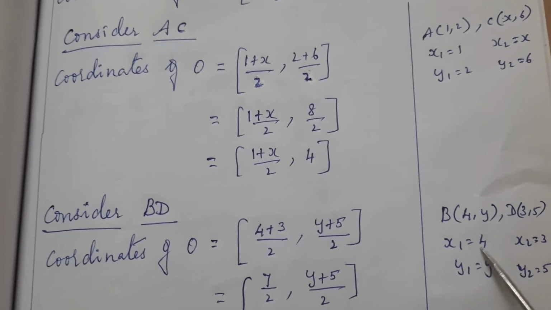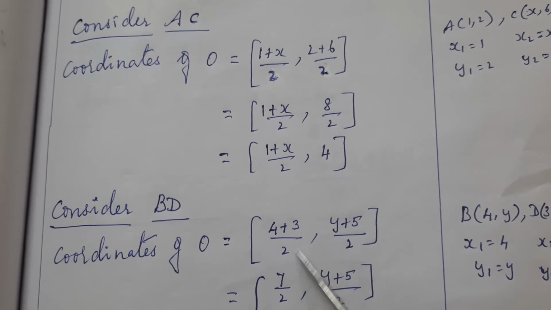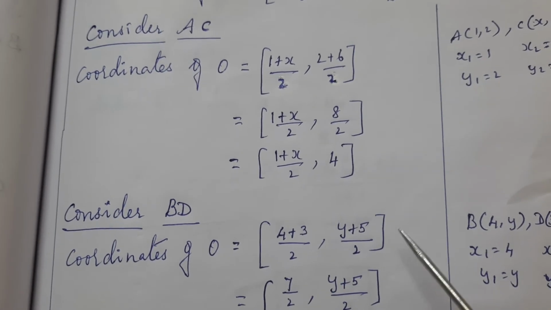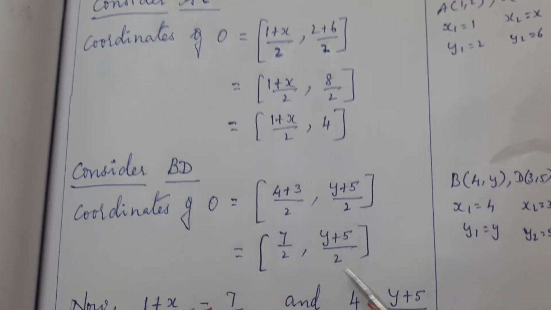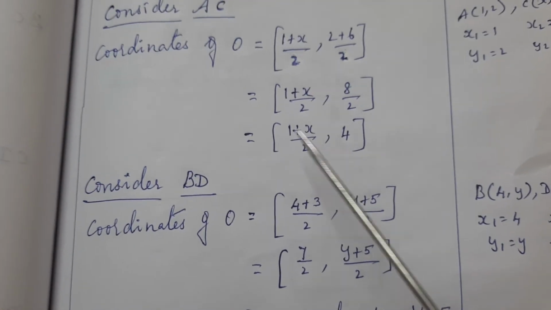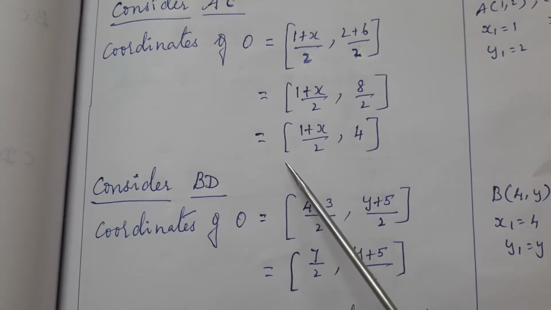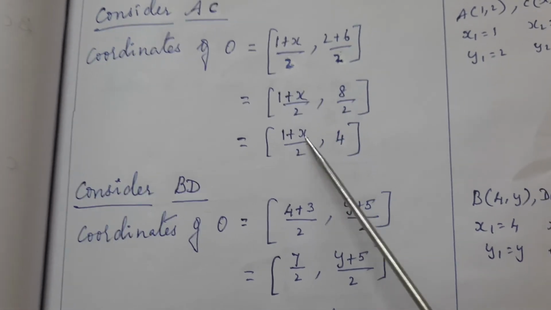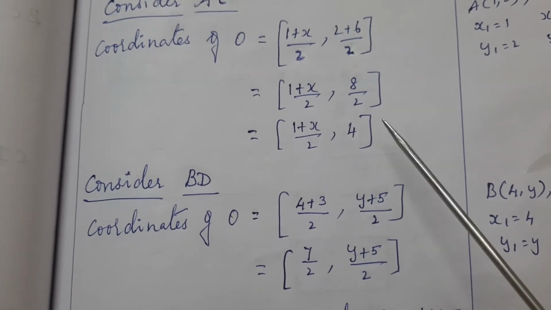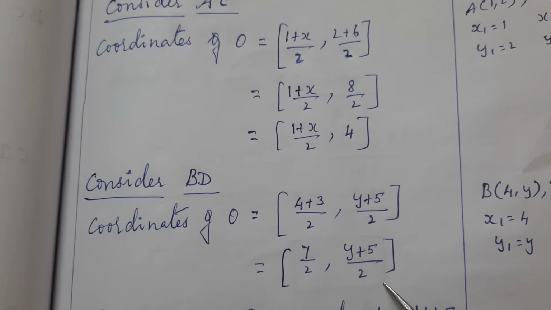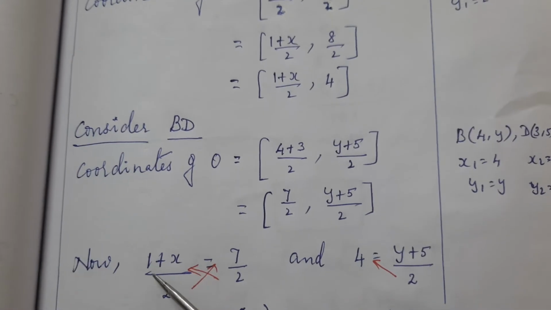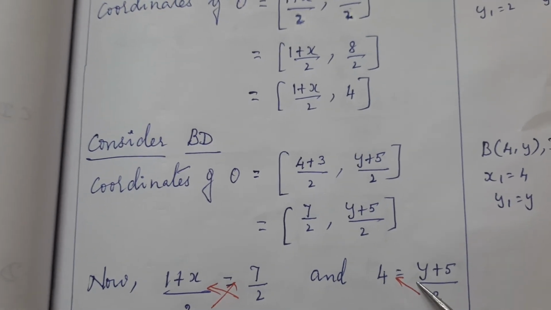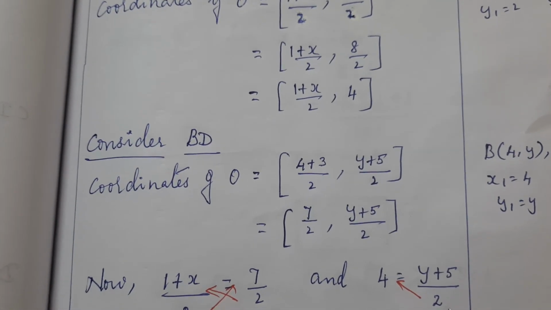Substitute these values in this: 4 plus 3 by 2, y plus 5 by 2. So we get 7 by 2 and y plus 5 by 2. Here, O is the point of intersection, so it is common for both the diagonals. So it will be equal. This x coordinate will be equal to that x coordinate, and y coordinate equal to y coordinate. So we are going to equate them. When you equate, we get 1 plus x by 2 is equal to 7 by 2, and 4 is equal to y plus 5 by 2.